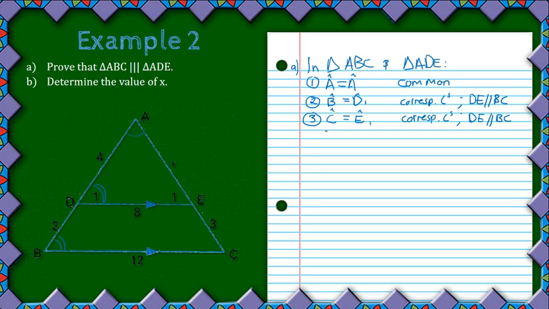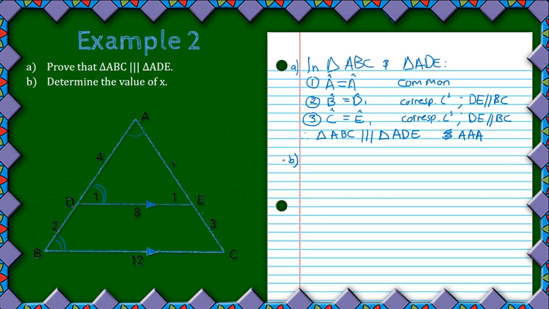Alright, now that you've stated three things that are equal and given them their reasons, you can end off by saying, therefore, triangle ABC is similar to triangle ADE. And then you have to give your reason, and with similarity it's always angle, angle, angle, because we've said three angles are equal.